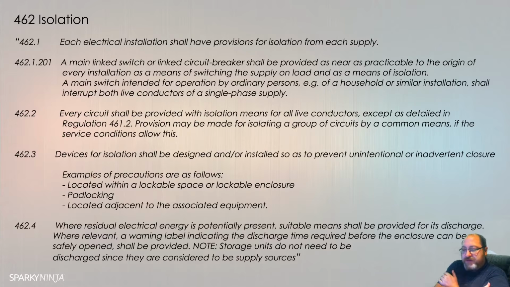462.3. Devices for isolation will be designed and/or installed so as to prevent unintentional or inadvertent closure. Examples of precautions are as follows: located within a lockable space or a lockable enclosure, padlocking, or located adjacent to the associated equipment. So you couldn't technically use a local simple light switch as an isolating device. It has to have these 3 things. Technically, if you put it in a lockable enclosure, maybe you could, but it has to be a place that you can control. A method of switching that you can control.